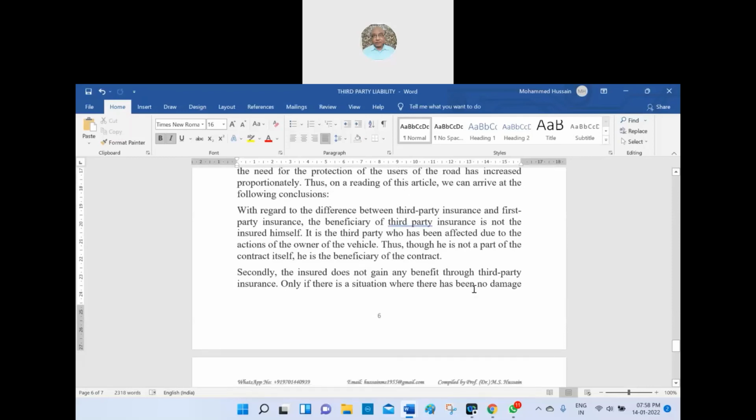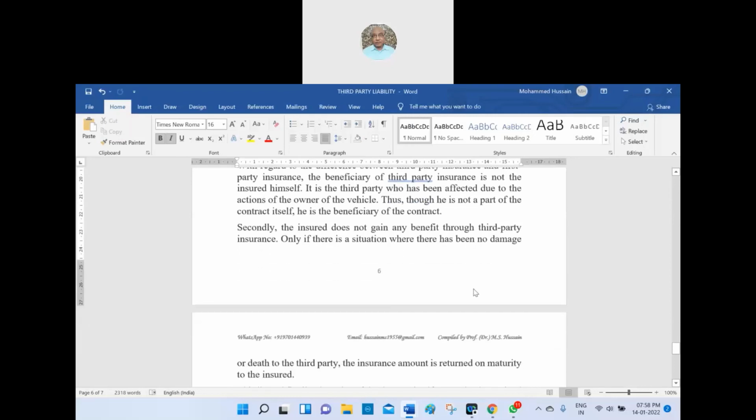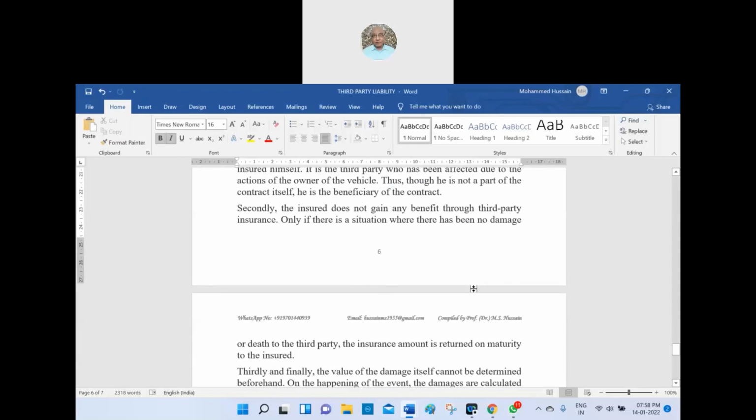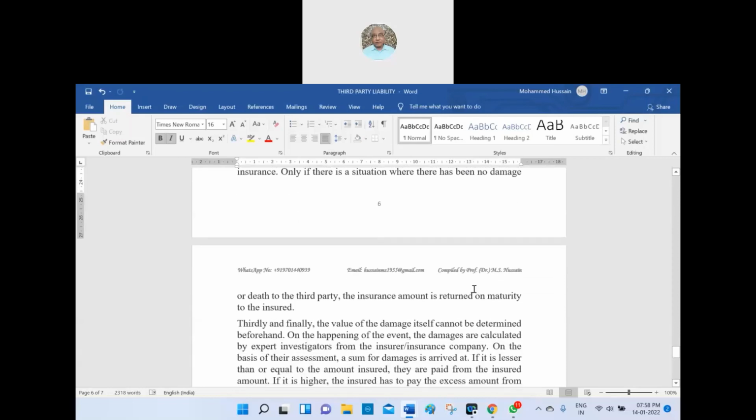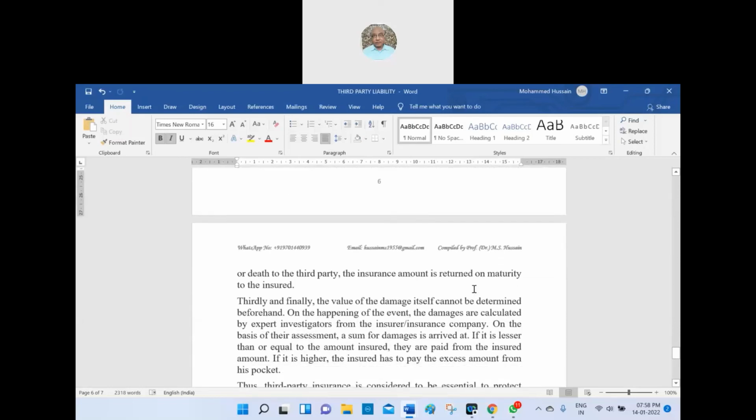Secondly, the insured does not gain any benefit through the third party insurance. Only if there is a situation where there has been no damage or death to the third party, the insurance amount is returned on maturity to the insured. I don't think so, because in this premium there is no maturity. Maturity is there only in life insurance. Am I right, sir?